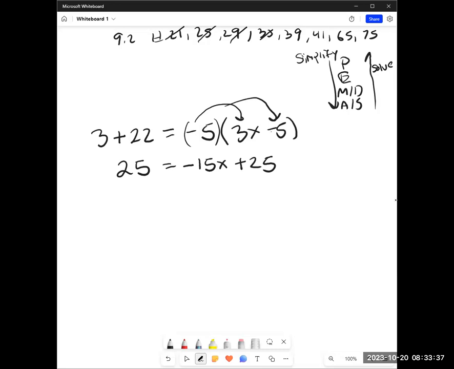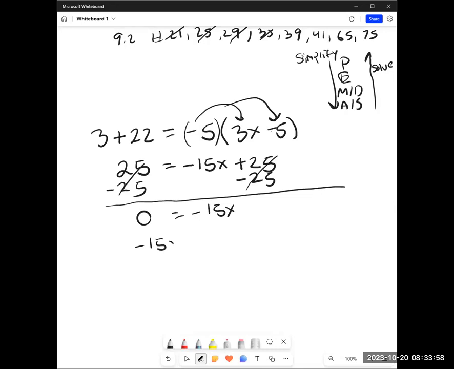I've already got my x's on one side by themselves, so let's go ahead and take the numerical part over to the other side. We'll change sides if it bothers us that the variables are on the right-hand side. And just take the next step, say negative 15x equals 0. We're going to divide by negative 15, and divide by negative 15, and x is equal to 0.